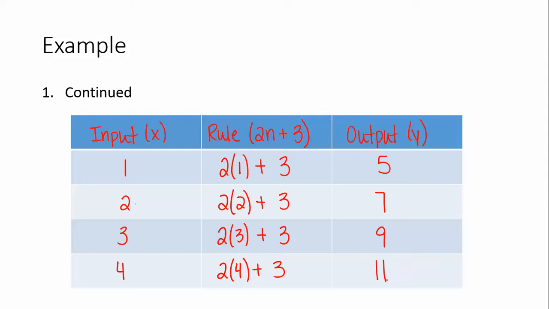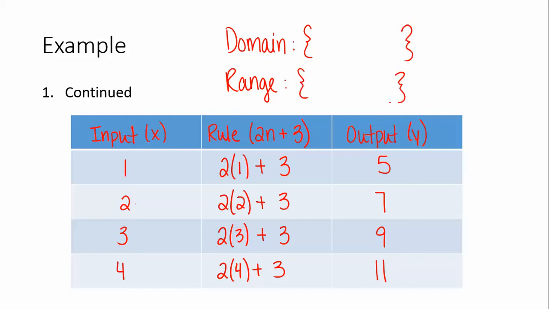So now we've created the function table using the rule, and we need to list the domain and the range. Remember, the domain are the x values and the range the y values. We also use the curly brackets and we list things in numerical order. So if we look at our x values, the inputs or the domain, we have 1, 2, 3, and 4. And we look at our outputs for the range, the y values, we have 5, 7, 9, and 11.